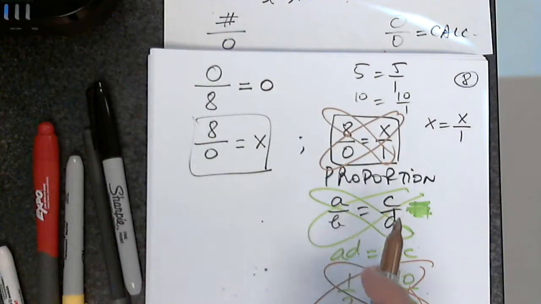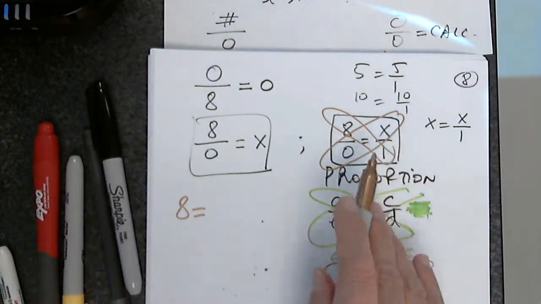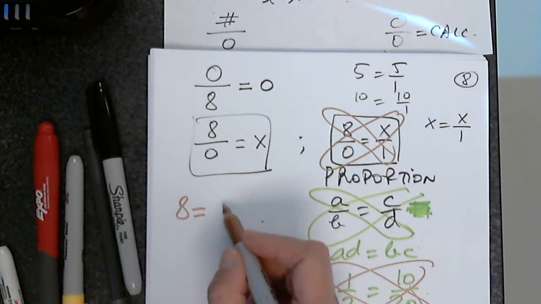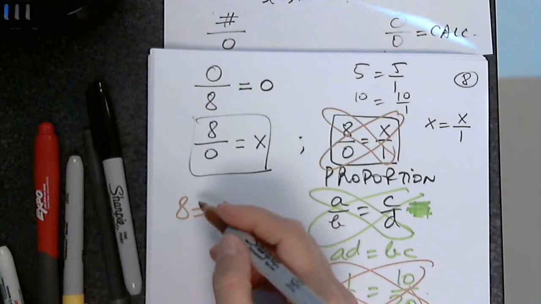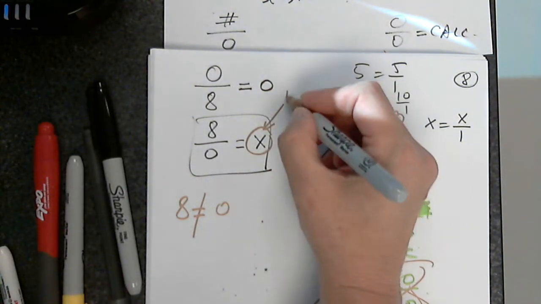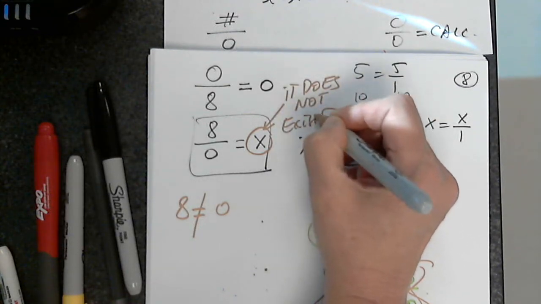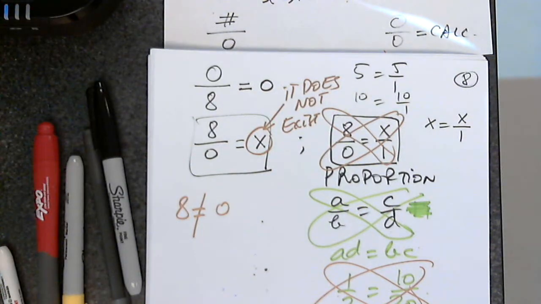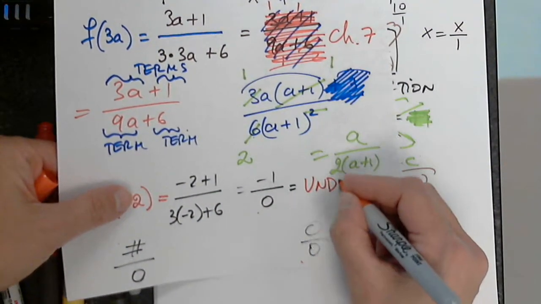How much is 8 times 1? 8. How much is 0 times x? 0. So I'm telling you that 8 equals 0, which, of course, is false, which means this does not exist. It does not exist. However, we don't like to say that. We like to say it's undefined. So we have to write here, undefined.